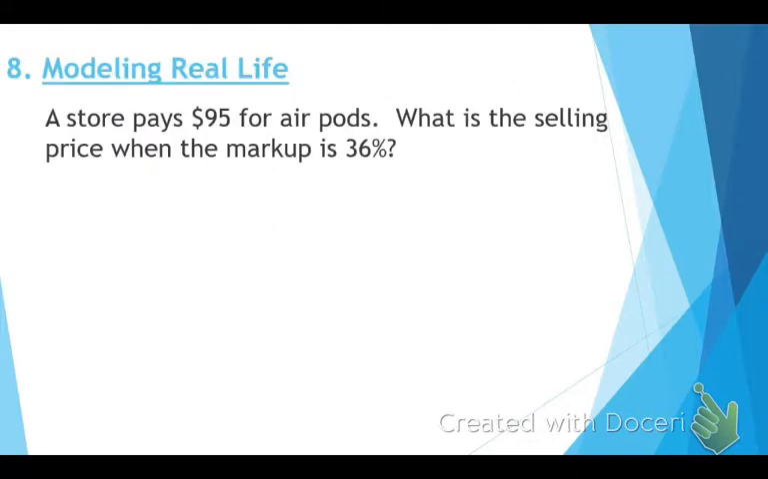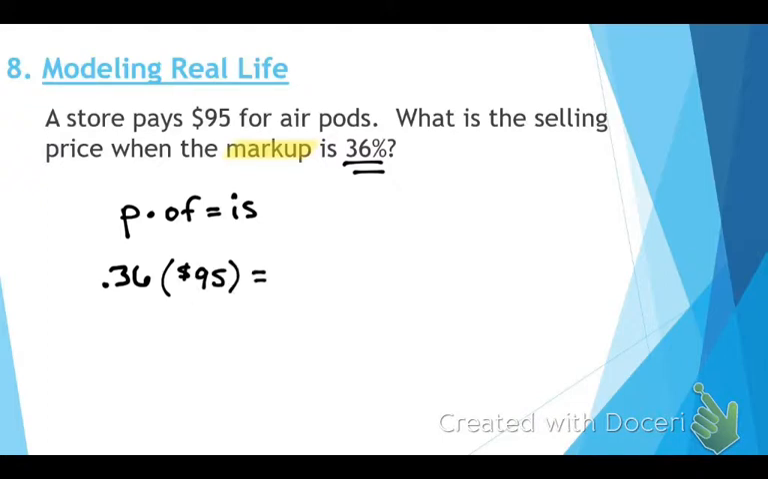So a store pays $95 for AirPods. What's the selling price when the markup is 36%? Should my answer be bigger or smaller than $95? It needs to be bigger because keyword markup. Remember, P times F equals is what we're using, but just take the markup percentage that was given to us, 0.36, and multiply it times the cost to the store. What do you get?